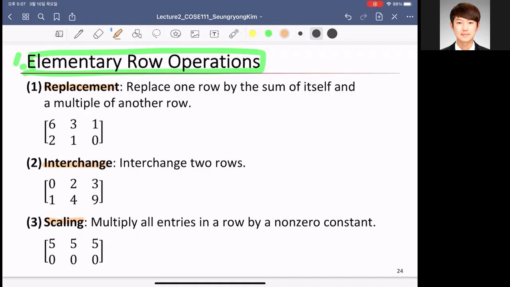Okay. So replacement is very simple. Let's suppose that this is the first equation and this is the second equation.